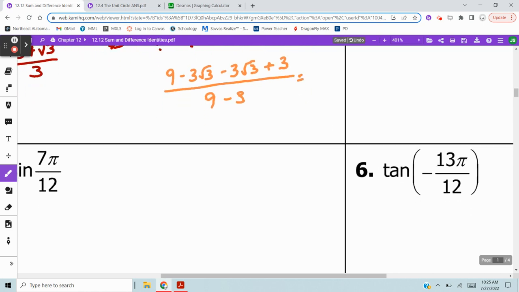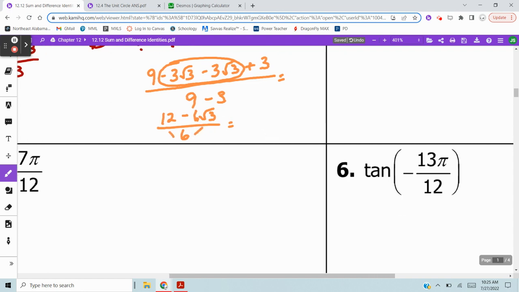So we now have on top a 12. Negative 3 root 3 and negative 3 root 3 is a negative 6 root 3. You can think of that as being like negative 3x and negative 3x. On bottom again, I said we had 6. We can now use the distributive property to divide each by 6, and that gives us a 2 and a negative 1 root 3, which looks much cleaner than our previous answer. So 2 minus root 3 is where we're going to leave it.